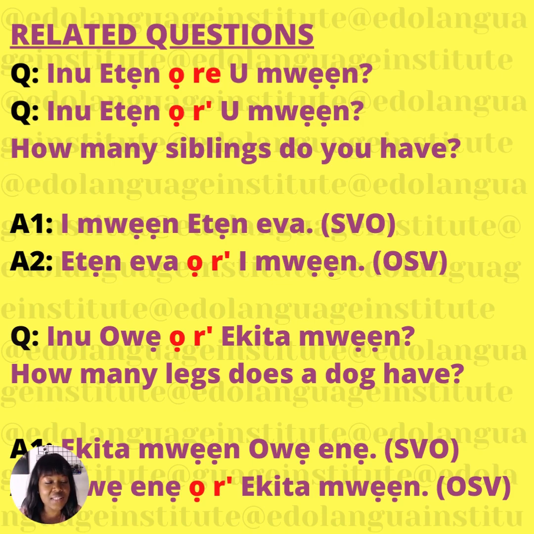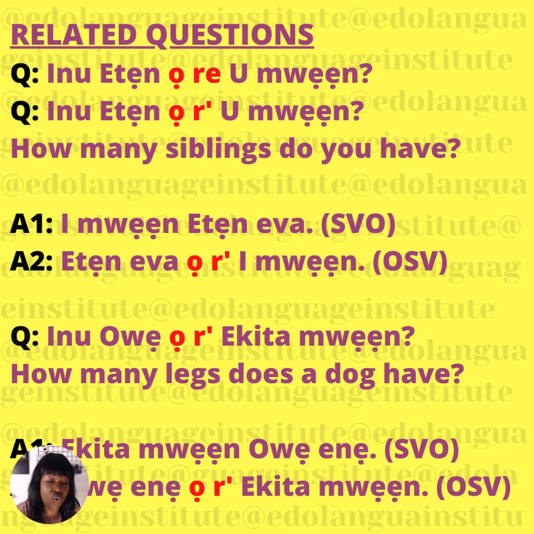So now answer number one, version number one can be, you can go the SVO structure, subject, verb, object. The subject is E, which is I. The verb is me, which is to have. And then the object is here, eten eva. Eten is sibling, eva is two. So anything that is describing a noun in Edo comes after it. Otenpa, one sibling, etenva, etenha, and so on. So you say imetenha. You are going according to the SVO structure.